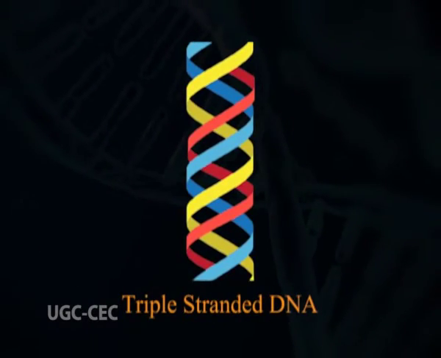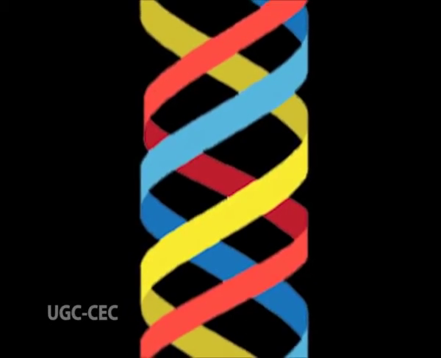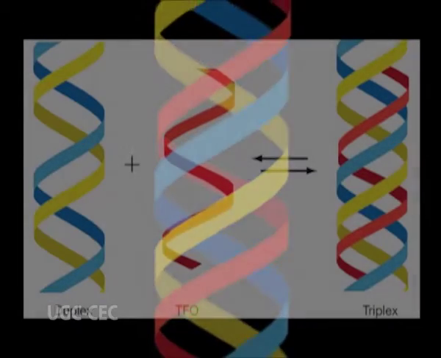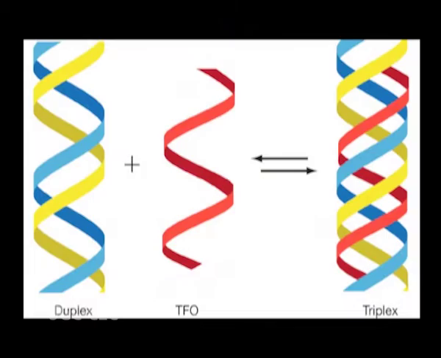Triple-stranded DNA. The popular model of DNA is double-stranded. However, there is also triple-stranded DNA. In this model, 3 oligonucleotides wind around each other and form a triple helix. One strand binds to a B-form DNA double helix through Hoogsteen or reverse Hoogsteen hydrogen bonds.